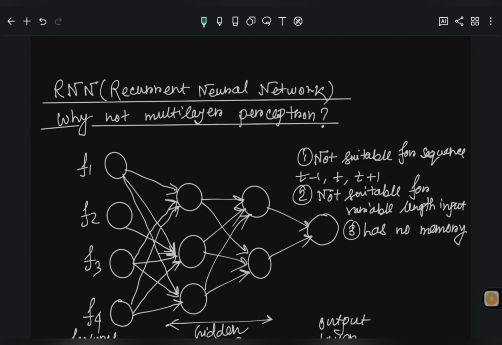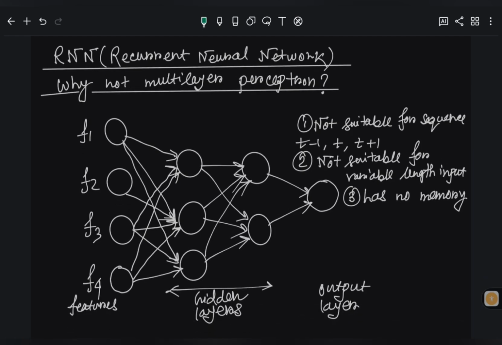Now you might have a question at this point: why should we use a new kind of neural network, why can we not use the multi-layer perceptron which we have already introduced in this course? A few of the issues with the multi-layer perceptron are that it is not suitable for sequence data, which has data like t plus 1 or t minus 1, and it is also not suitable for variable length input.